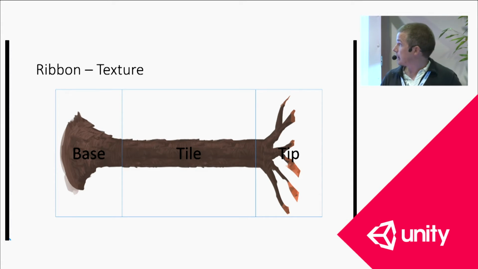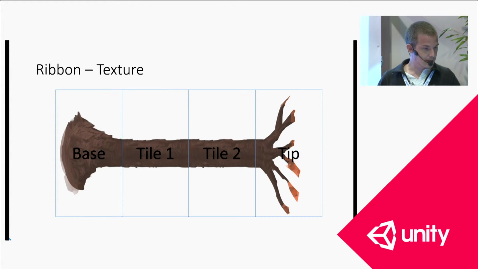And you just extrude the geometry on the curve and apply the texture. It's really simple UV mapping. Optionally, you can subdivide the tiling parts this way.